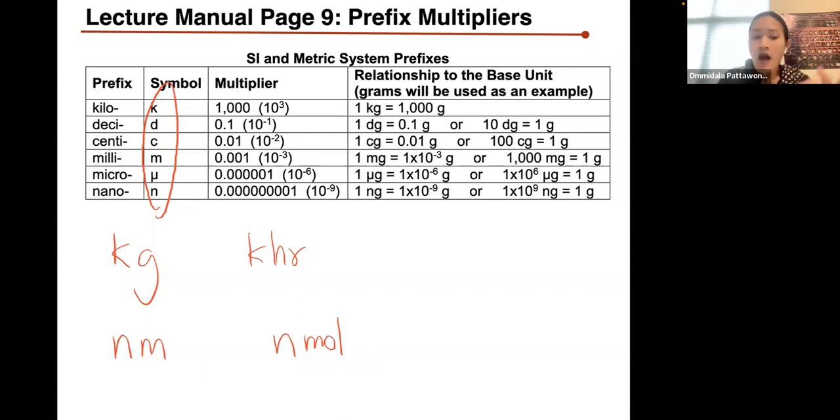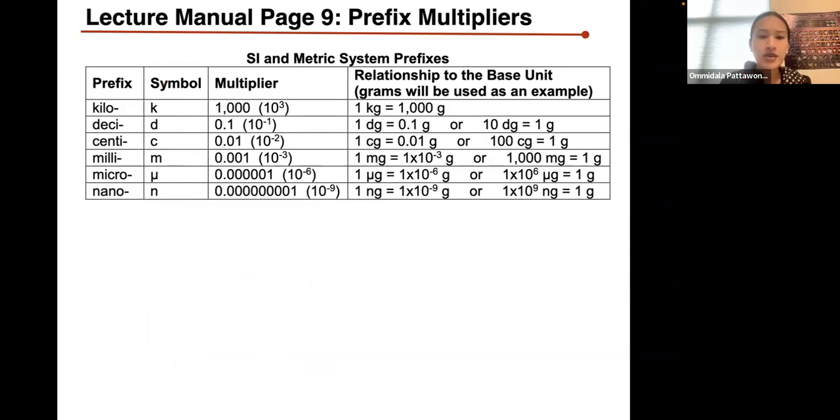Again, how do you know which one is the base unit? The base unit has to come after the prefix. So these are the prefixes. Note that.